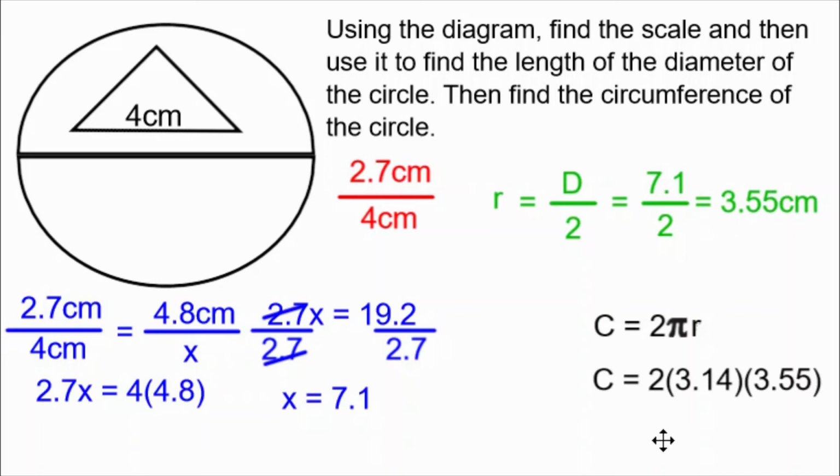Pi is replaced with 3.14, and the r is replaced with 3.55. When I multiply, I get a final answer of 22.294 centimeters as the circumference of this circle.